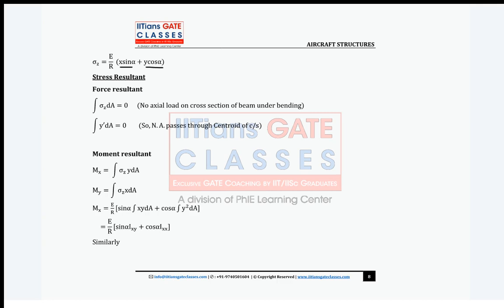Sigma z. Now guys, this is the equation where, what are the unknowns? In this equation, if you check, my unknowns are sin alpha and cos alpha. So I will substitute my sin alpha and cos alpha in terms of moments and inertias. How can we do it? First, what is the stress resultant? You know, right, guys? There are two stress resultants. One is force resultant and one is moment resultant.